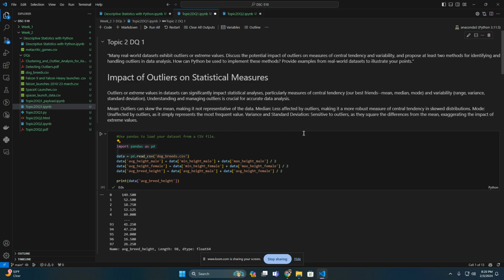So variance and standard deviation are sensitive to outliers because they square the differences from the mean, which exaggerates the impact of those extreme values.